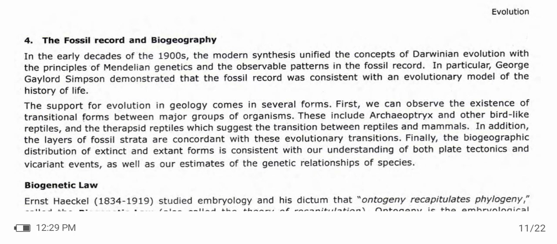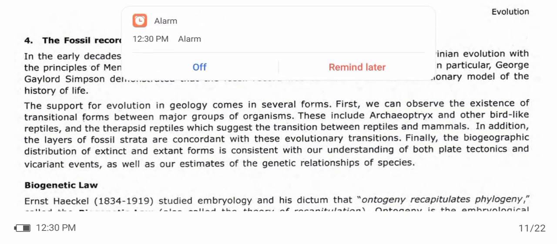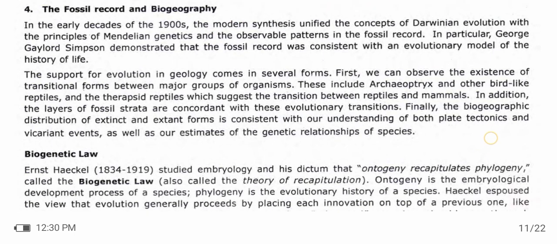First, we can observe the existence of transitional forms between major groups of organisms. This includes Archaeopteryx and other bird-like reptiles, and therapsid reptiles, which suggest the transition between reptiles and mammals. In addition, the layers of fossil strata are concordant with these evolutionary transitions. Finally, the biogeographic distribution of extinct and extant forms is consistent with our understanding of both plate tectonics and vicariant events, as well as our estimates of the genetic relationship of species.